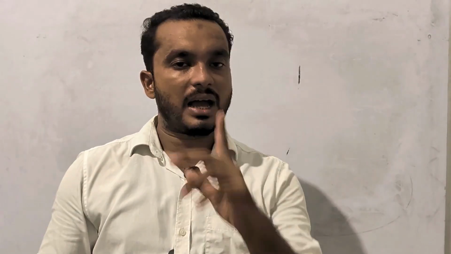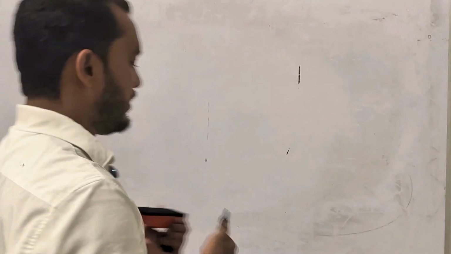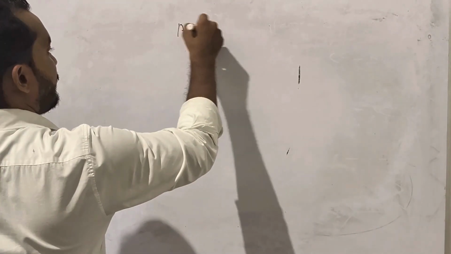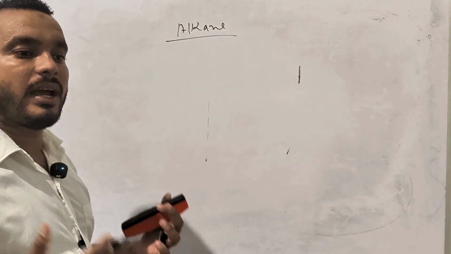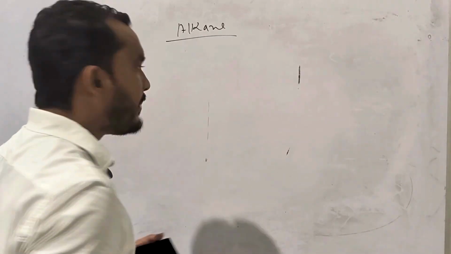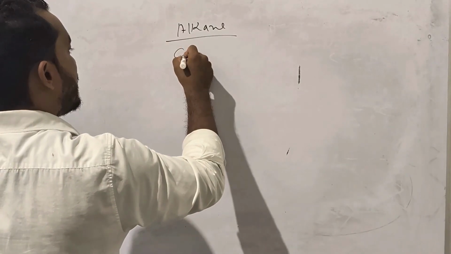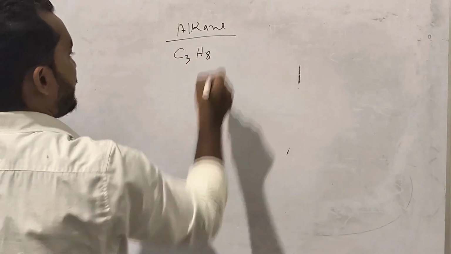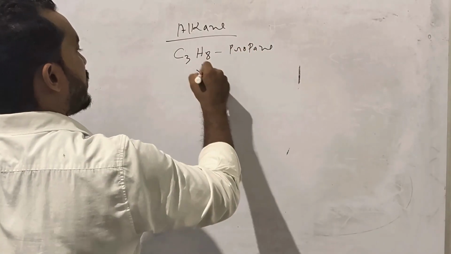See, if I want to draw the ring structure of carbon, I can only draw it from the third member of the alkane, alkene and alkynes. Let me check. The first member of alkane is methane, then ethane, and the third one is propane. So we can draw from propane. See, 3 carbons are there, C3H8. This is propane.